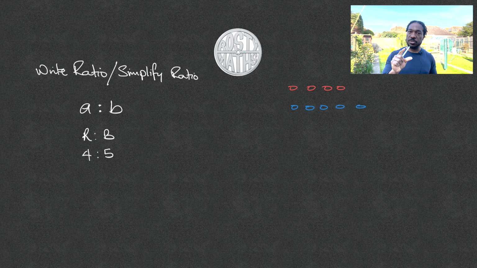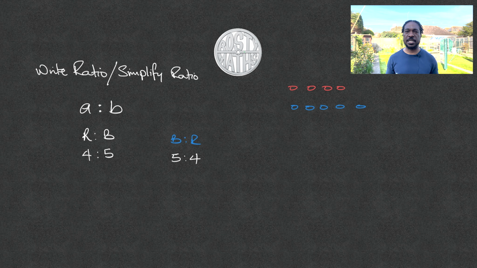You can't mix those numbers up, because if I switch it around and say blue to red, then I have to switch those numbers around as well and say that this is 5 to 4. So the first thing that we're learning here today is that the order of your ratio does matter. You can't just put any number anywhere.